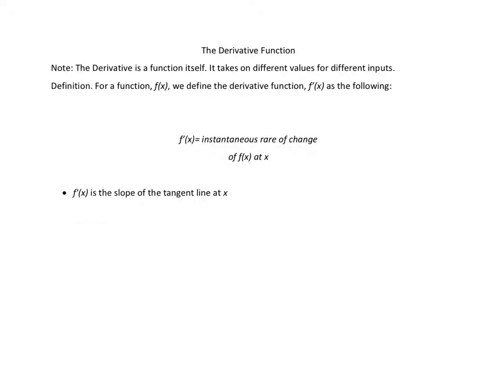In this video, we're going to talk about how the derivative itself is actually a function. That is to say, if you think about a graph, as you move along that graph, the slope of the tangent lines is going to change. And so the idea is that as you choose different x values, f prime of x is going to actually change along the graph.